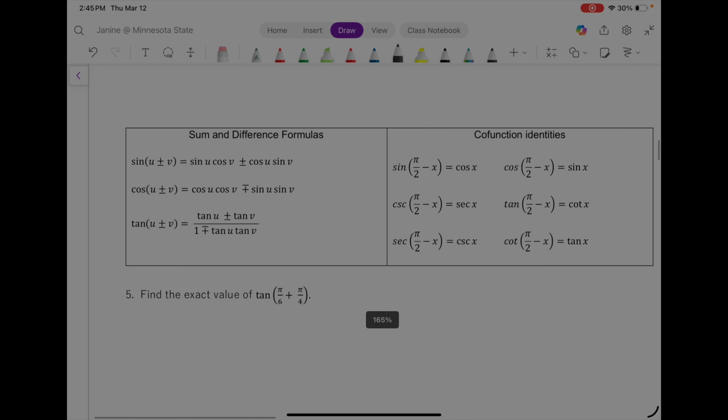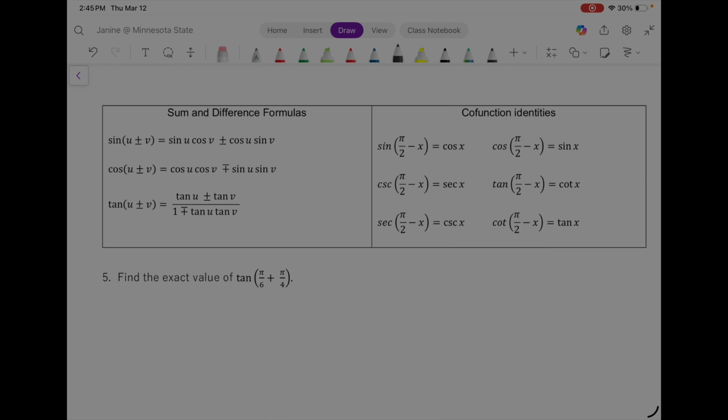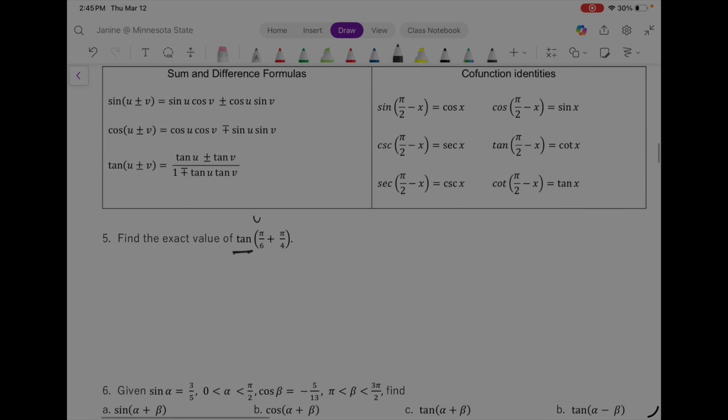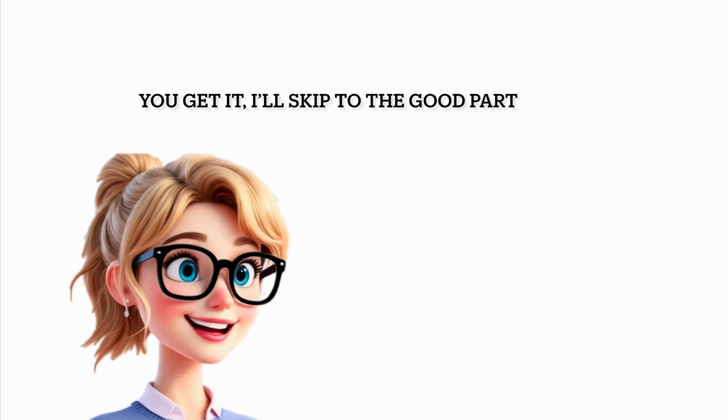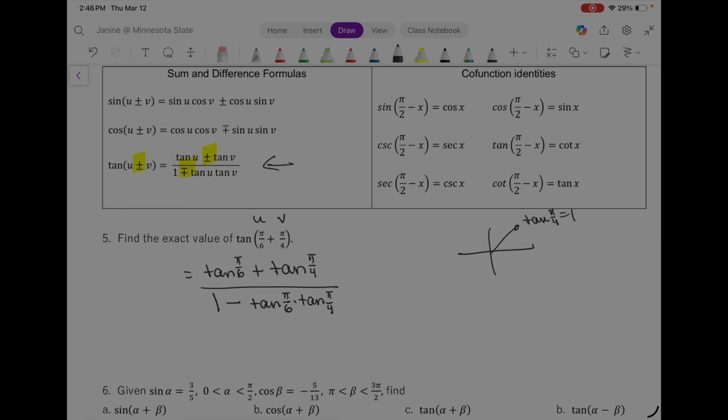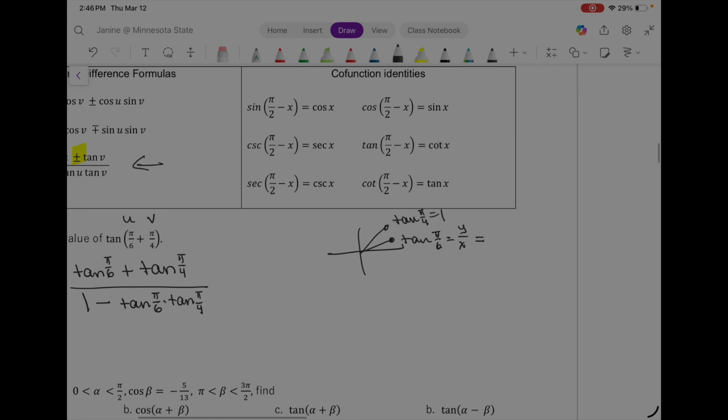All right. Same formulas again, but this time we're going to do tangent. So this is our u, this is our v. We're going to follow this formula. For pi over 6, the tangent is going to equal 1/2 divided by root 3 over 2. In other words, 1 over root 3, and yes, you can rationalize it.